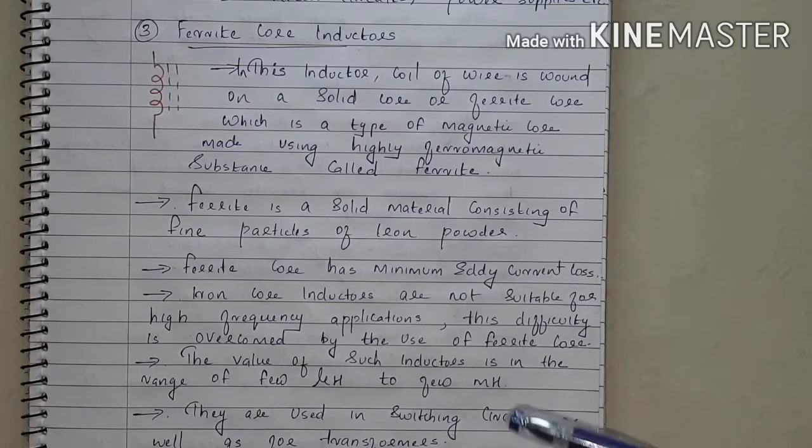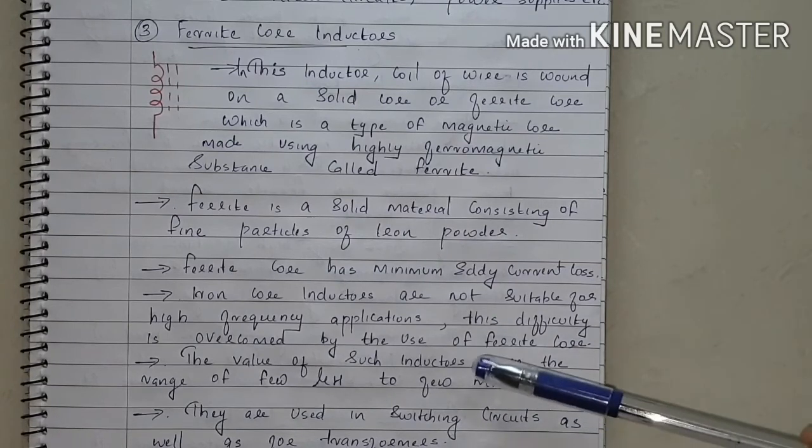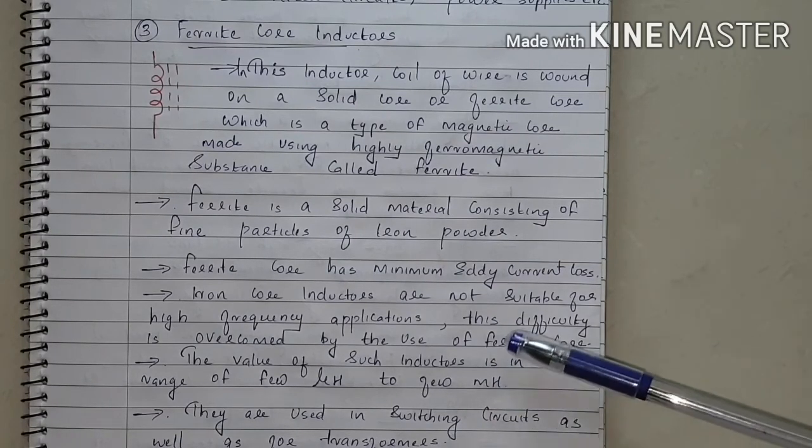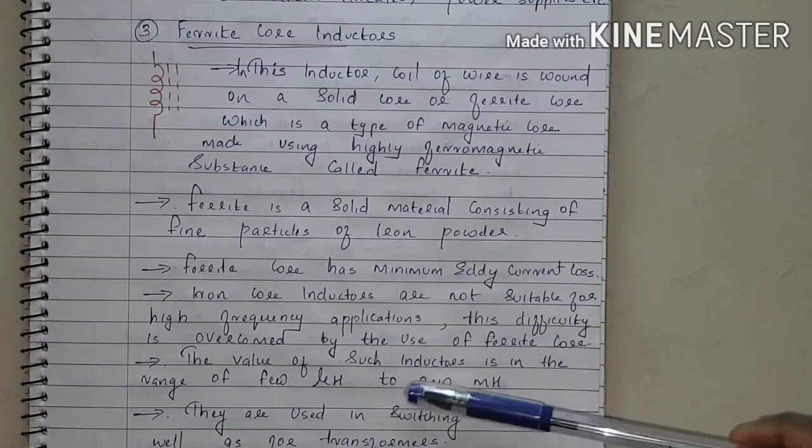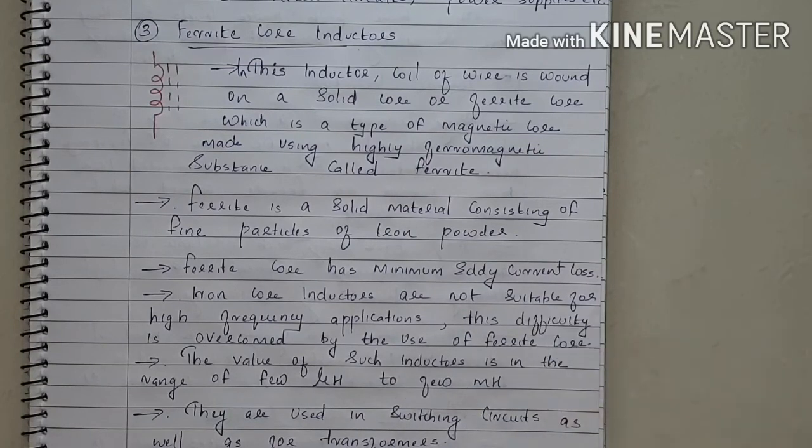The iron core inductors are not suitable for high frequency application, and this disadvantage or difficulty of iron core inductor is overcome by the use of ferrite core inductors. That is, it is used in high frequency applications. Value of such inductor is in the range of few microhenry to few millihenry. They are used in switching circuits as well as for transformers.